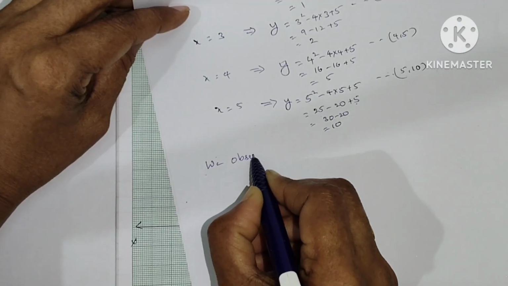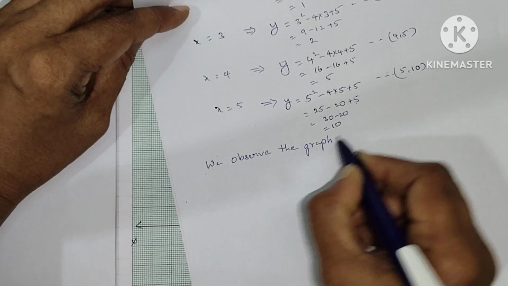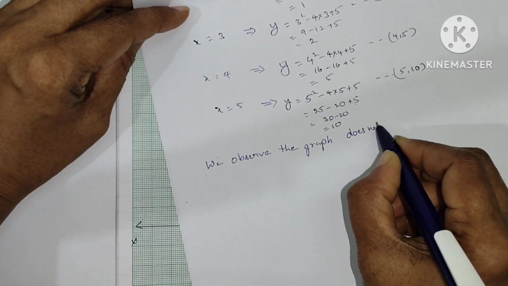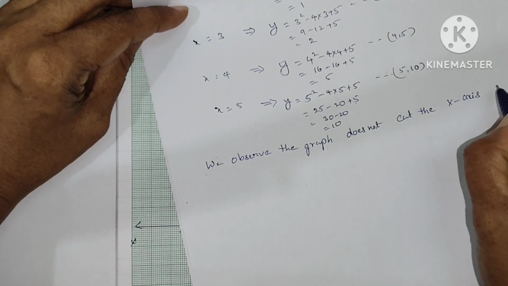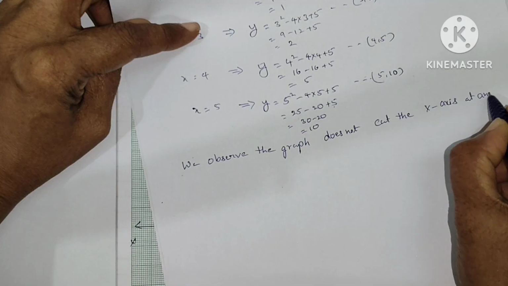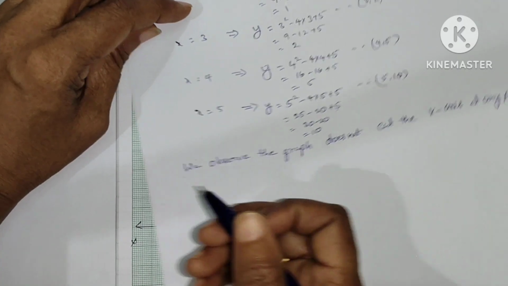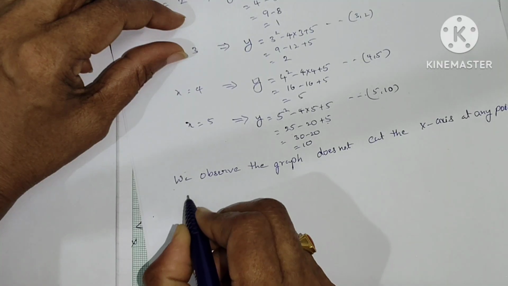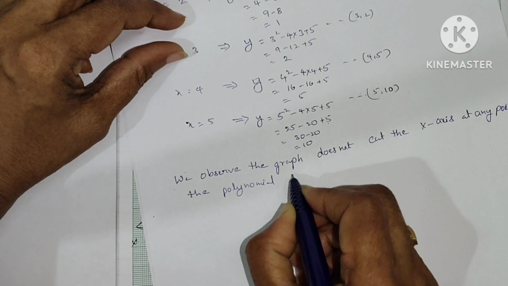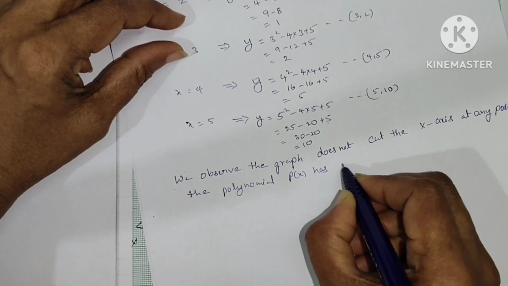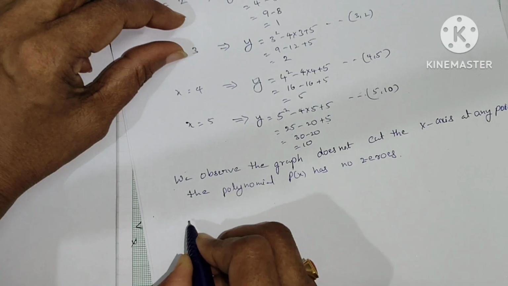We observe the graph does not cut the x-axis at any point. So the quadratic polynomial has no solutions. The polynomial p of x has no zeros. So, no zeros. Now the first justification.